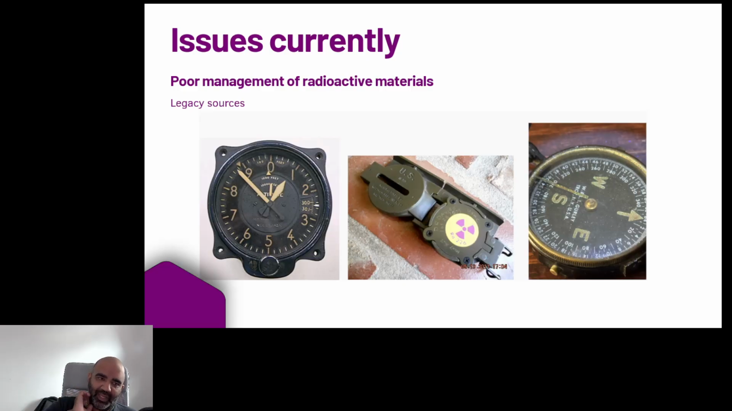As a result, we have poor management of radioactive materials in schools. We have many schools with legacy sources, so materials that they should no longer have. I've put the worst offender here. Unfortunately, some schools still have World War II dials taken from World War II fighter jets and submarines and the like. These dials were painted with paint absolutely laced with radium-226.